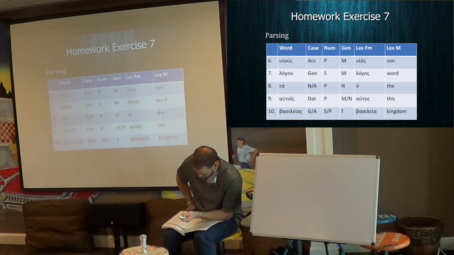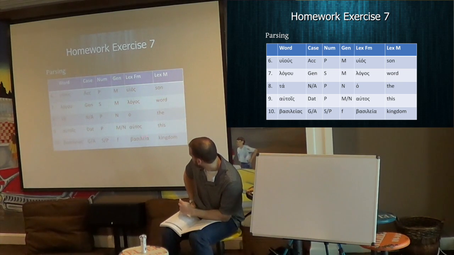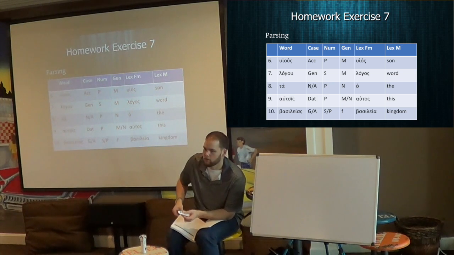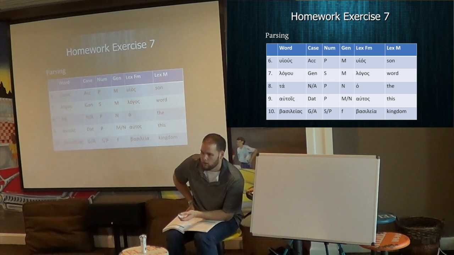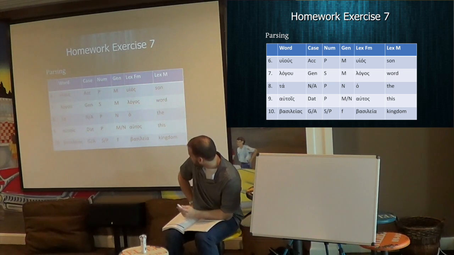Last one. Same thing with number 10. I put accusative, plural, feminine, and then the ending is ios, iota, omicron, and sigma. And then it means kingdom. Alright, you got everything except for the lexical form. It's basileia, ends with an iota alpha instead of an omicron sigma. And that's just vocab. You already know what you're... There's another option for parsing that, though.